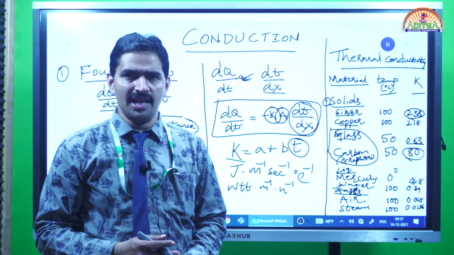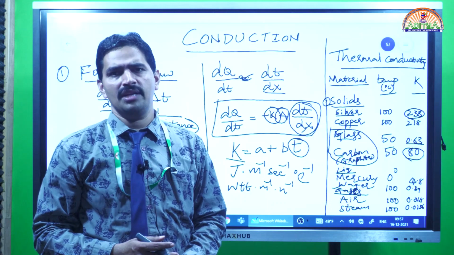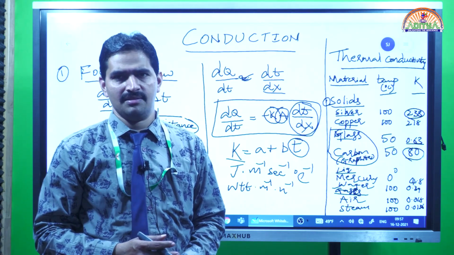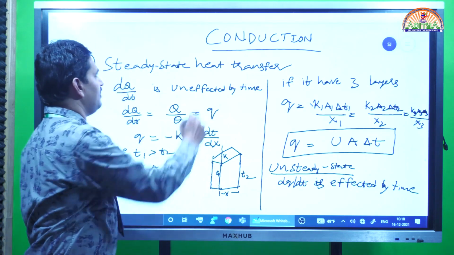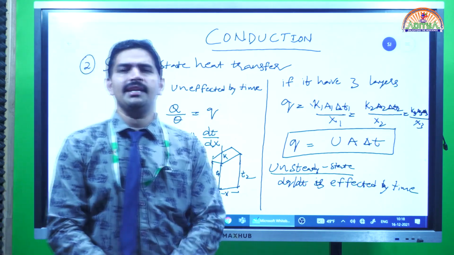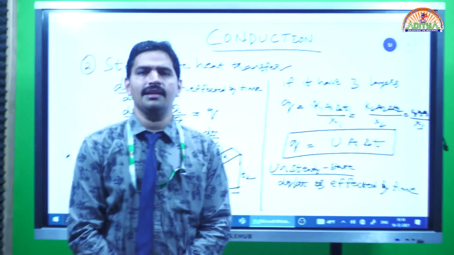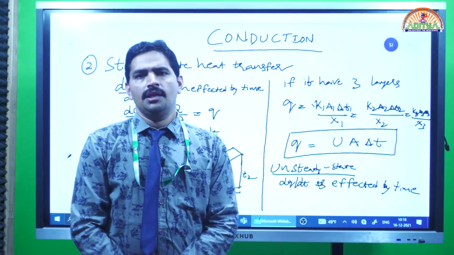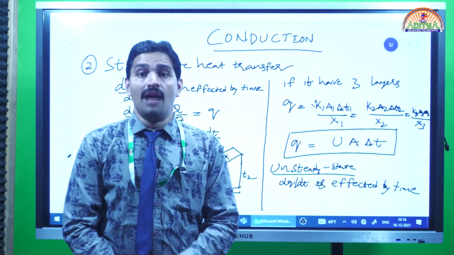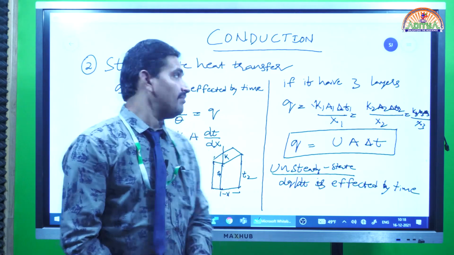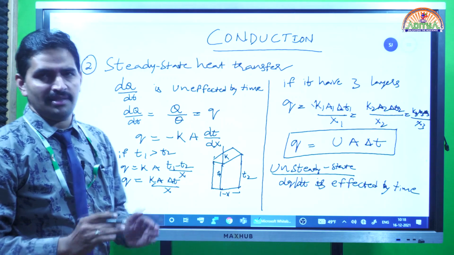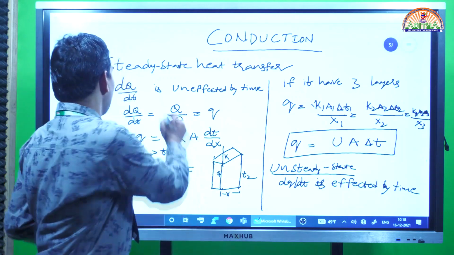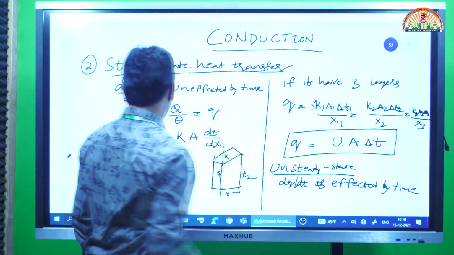So rate of heat transfer is directly proportional to the temperature difference. Coming to the next equation, that is steady state heat transfer. Heat transfer is termed steady state heat transfer when it is not affected by time, that means dq by dt is not affected by time. Then such a heat transfer process is called a steady state heat transfer process.